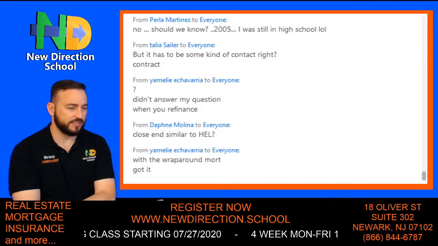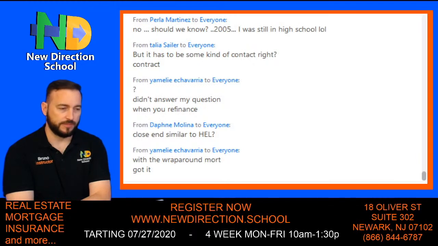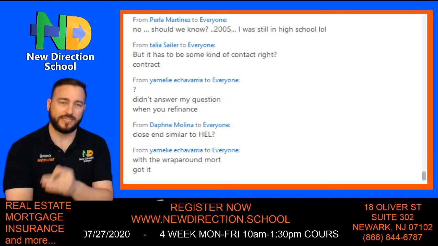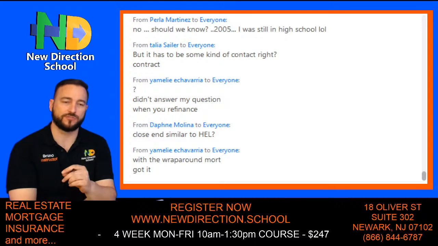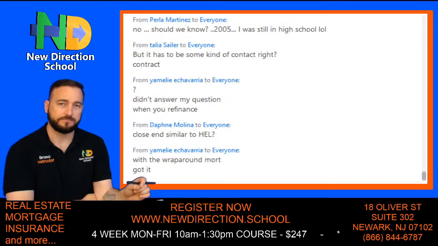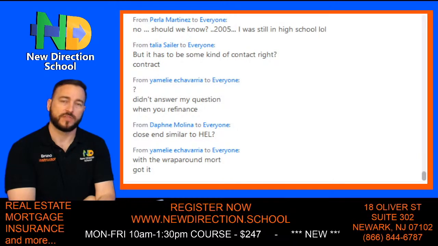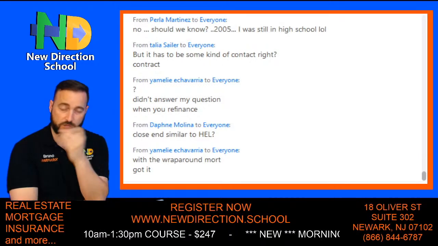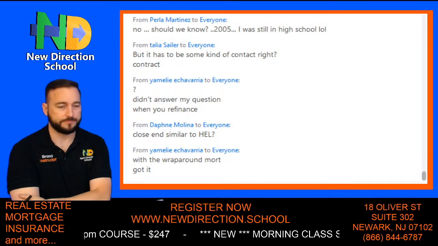Daphne is asking, okay, closed end is similar to what? It's similar to HELOC and any other loan. The only open end is HELOC. All the other loans are closed end loans. That means they must reach an end and you cannot borrow anymore. An open end mortgage is like a credit card. You can keep on borrowing against it as many times as you want. You pay it down, borrow, pay it down, borrow. Okay, that's what it is.